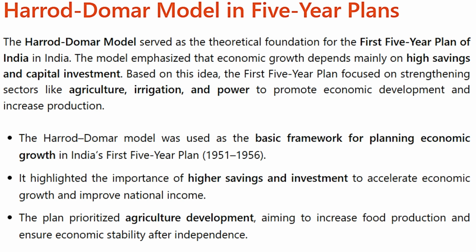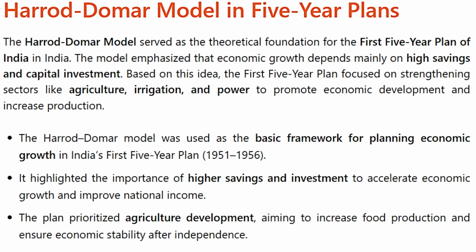Harrod-Domar model in five-year plans. The Harrod-Domar model served as the theoretical foundation for the first five-year plan of India. The model emphasized that economic growth depends mainly on high savings and capital investment. Based on this idea, the first five-year plan focused on strengthening sectors like agriculture, irrigation, and power to promote economic development and increase production. The Harrod-Domar model was used as the basic framework for planning economic growth in India's first five-year plan, 1951 to 1956.